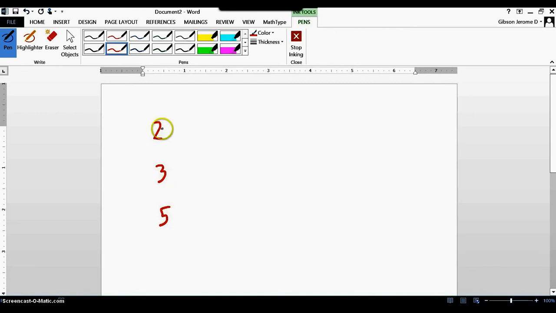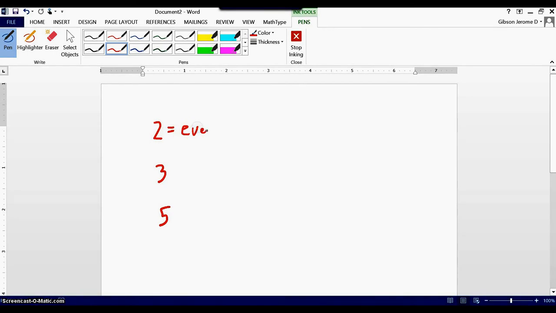So let me tell you the basic characteristics of 2. If the numbers are even, it can be divided by 2. The next thing, if the number ends in 0 or 5, it can be divided by 5. So let's go back over that. If the numbers are even, it can be divided by 2. If the numbers end in 0 or 5, it could be divided by 5.